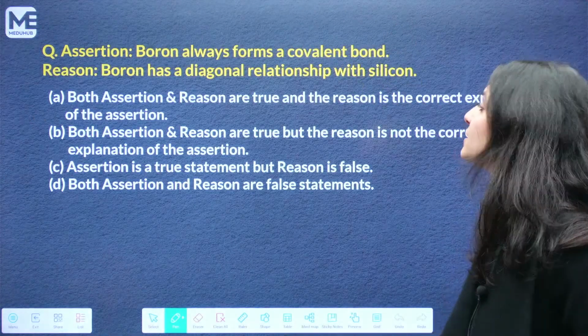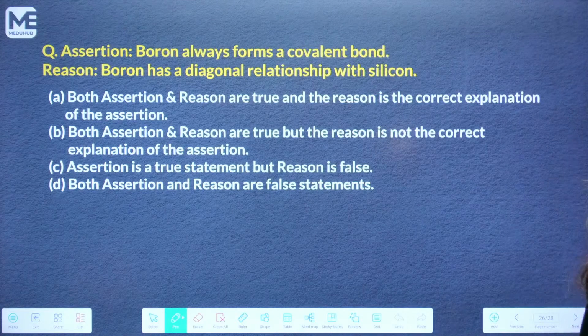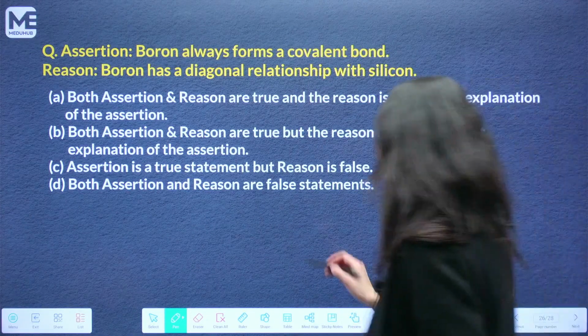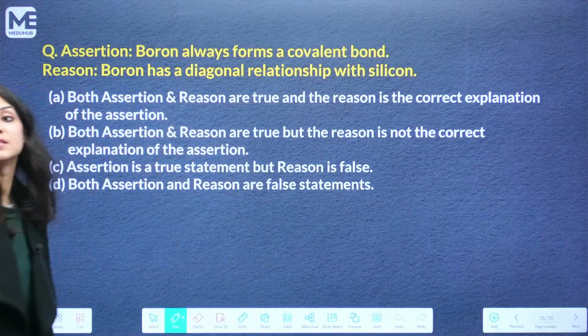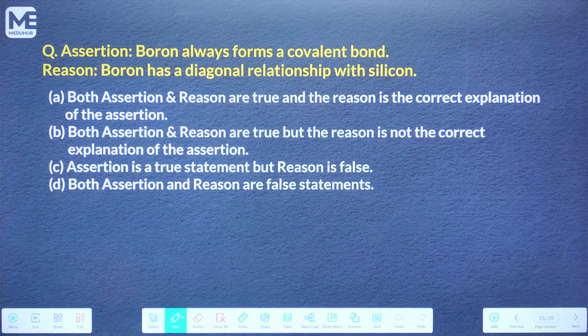Next, another assertion and reason question. Assertion: boron always forms a covalent bond. Reason: boron has a diagonal relationship with silicon. Alright, first let us see if the assertion is correct. Boron always forms covalent bonds.